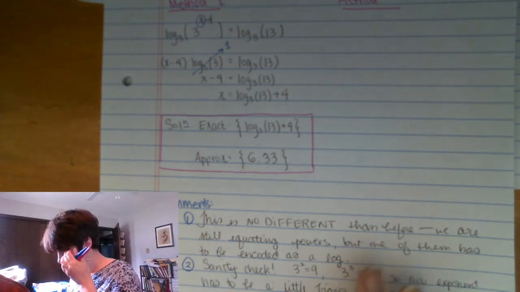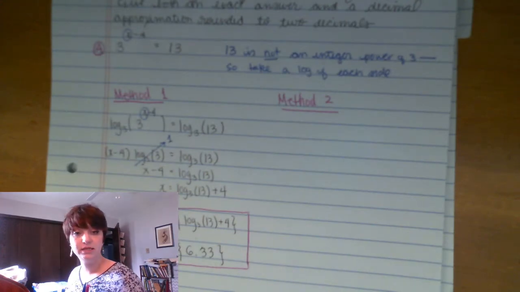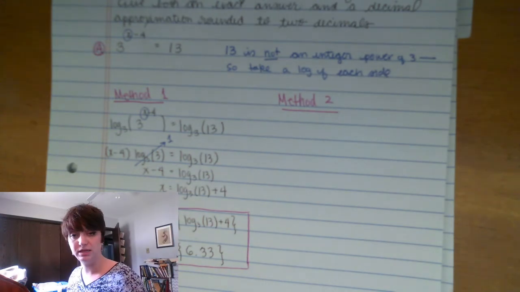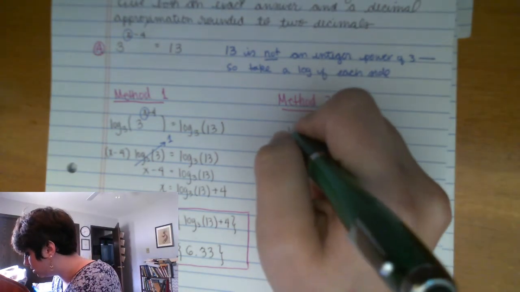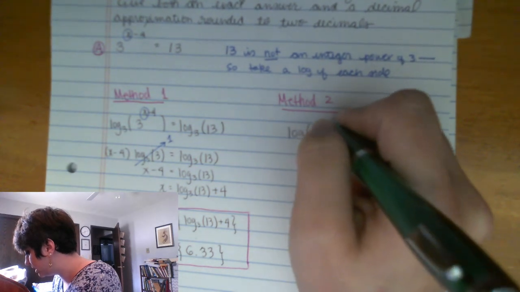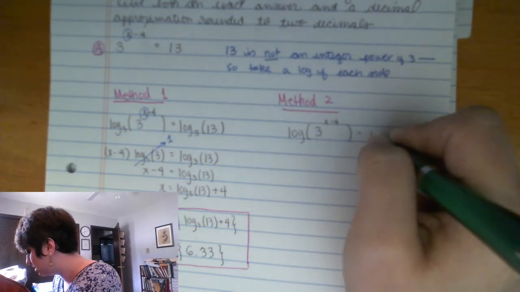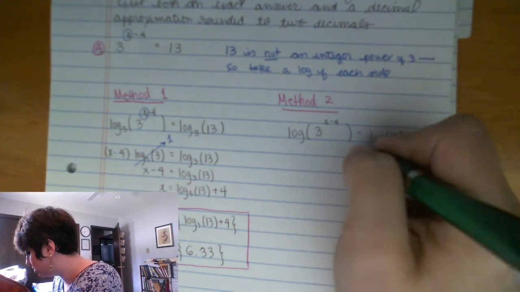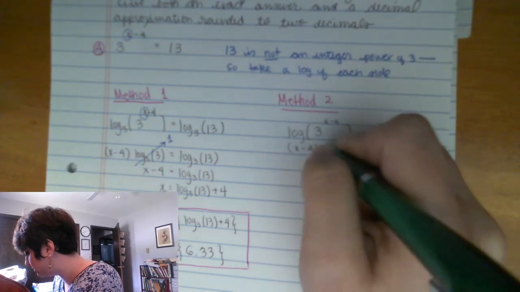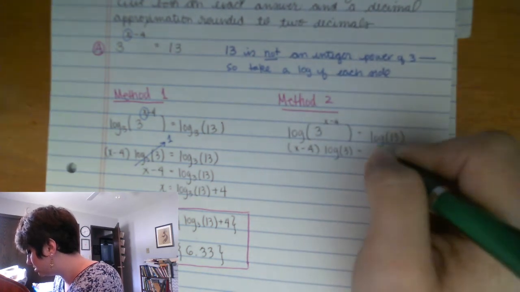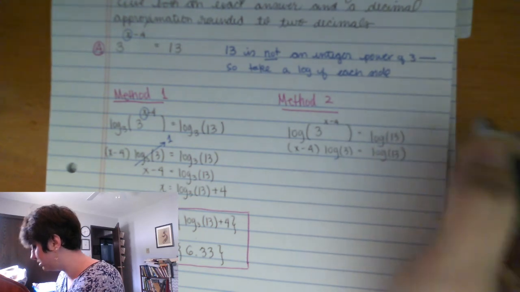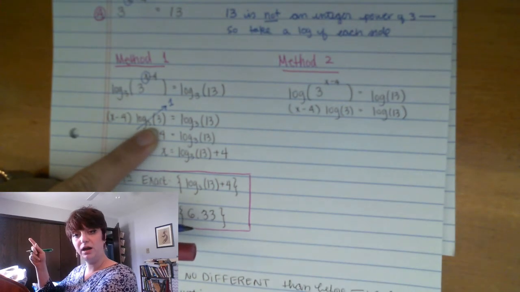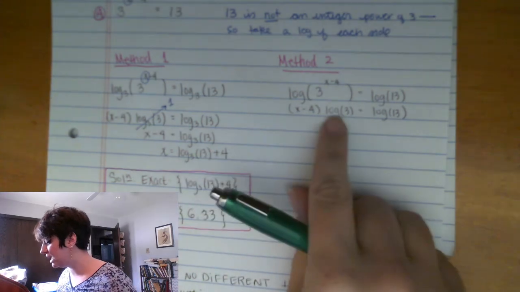Okay, so method 2 is you always pick the same base, meaning I don't care that I'm raising 3 to a power, I'm just going to use log base 10 and not worry about it. So log of 3 to the x minus 4 is log of 13. So pull the power down as a factor. Now here's where it's different. In the previous one, I got to say, oh, well, log base 3 of 3 is 1. Bye-bye, one less logarithm. This one I can't do that.